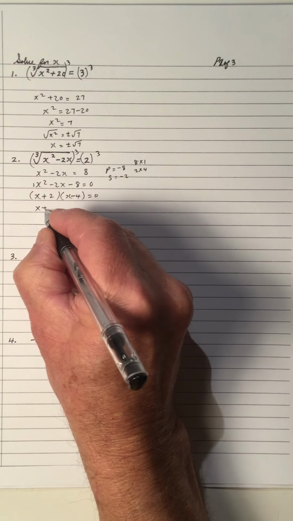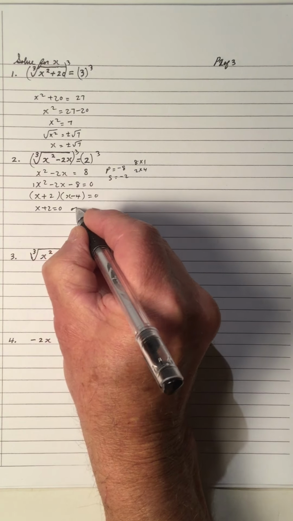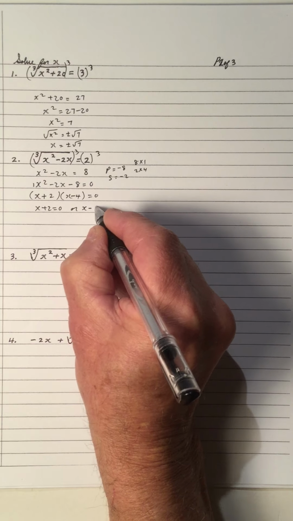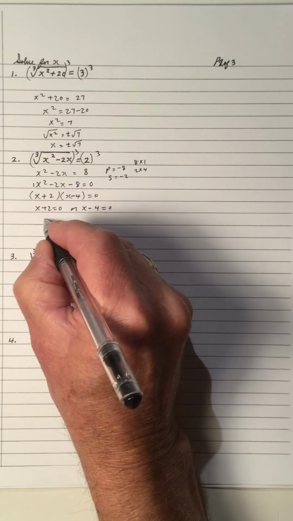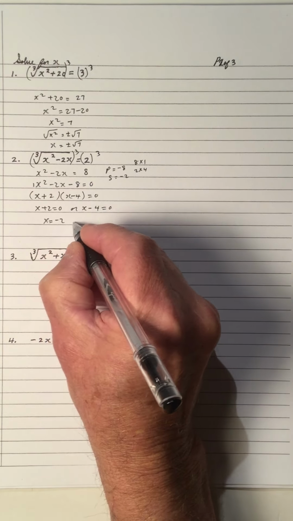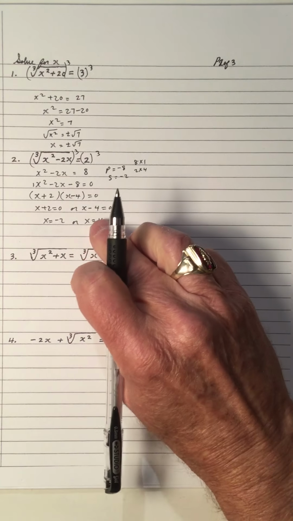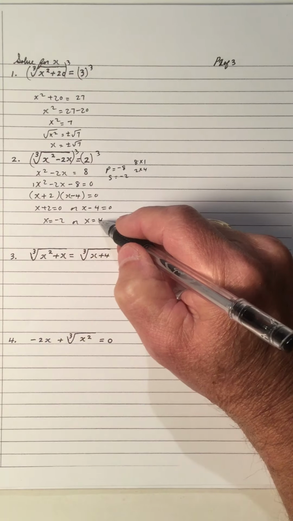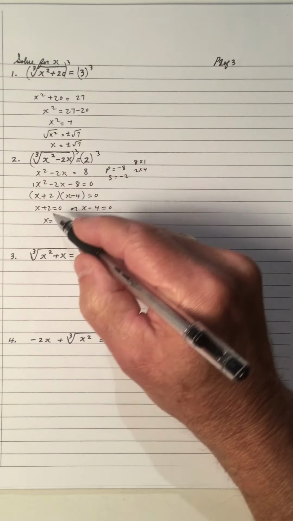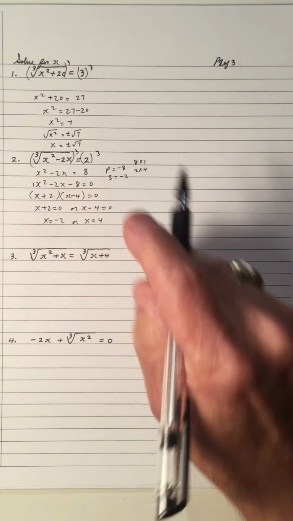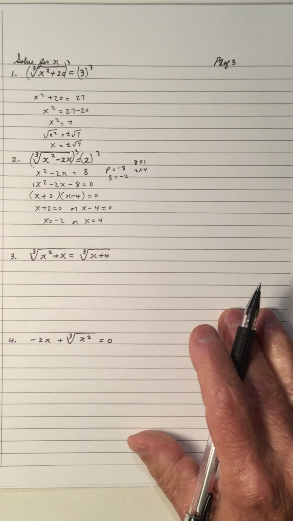So that means x plus 2 is equal to 0, or x minus 4 equals 0. So x is equal to negative 2, or x is equal to 4. If you take the 4 and sub it in here, it'll work out. You take the negative 2 and sub in here, it will work out. So there's two possible answers.